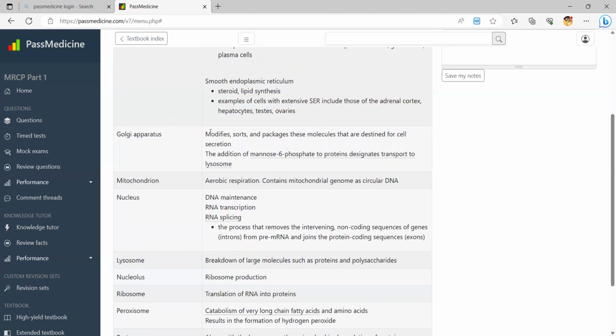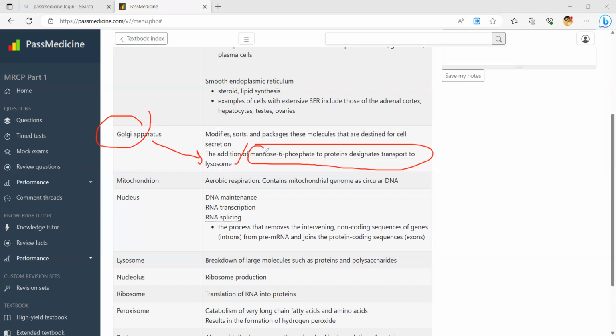So the next topic is Golgi apparatus. It modifies, sorts, and packages molecules that are destined for cell secretion. The addition of mannose-6-phosphate to protein designates transport to the lysosome, as you can already see on the screen. This is important, sometimes they ask this one. From the Golgi apparatus, you only need to know this addition of mannose-6-phosphate to protein designated for transport to the lysosome. So the Golgi apparatus has a relation with this one.